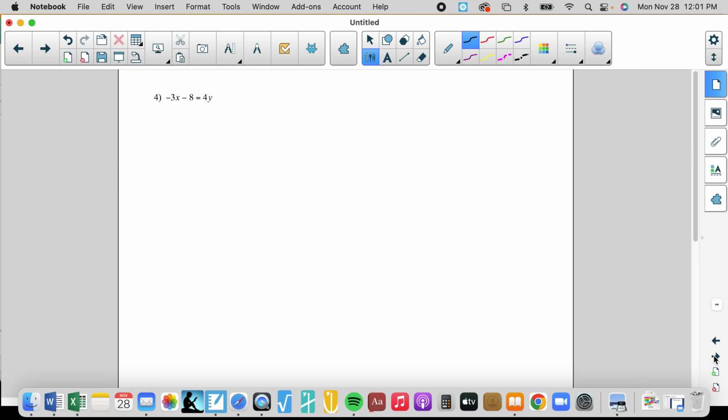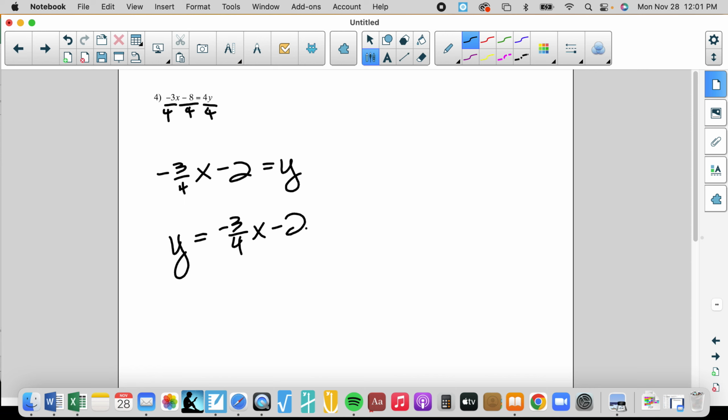This time, my variable y is on the right side. So there's only one thing I need to do here, and that's divide by 4. I get negative 3/4 x minus 2 equals y. And we can leave it in this format. I'm not going to be a big stickler about it. This is probably the best way.